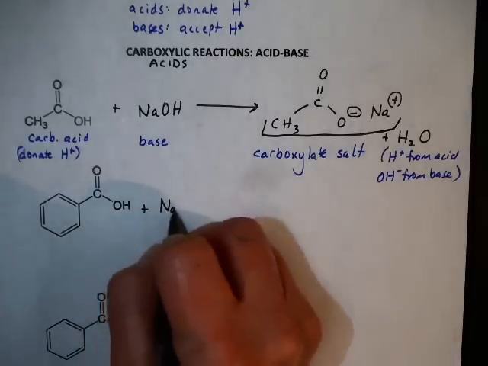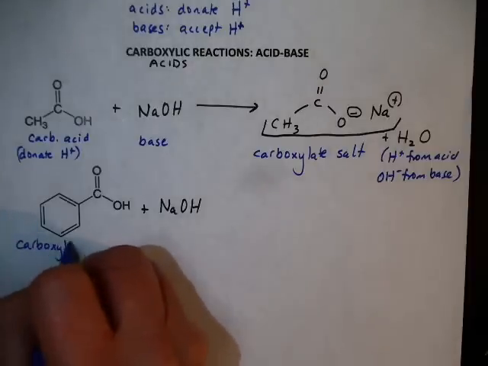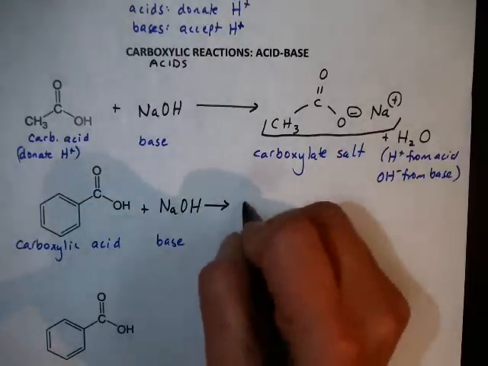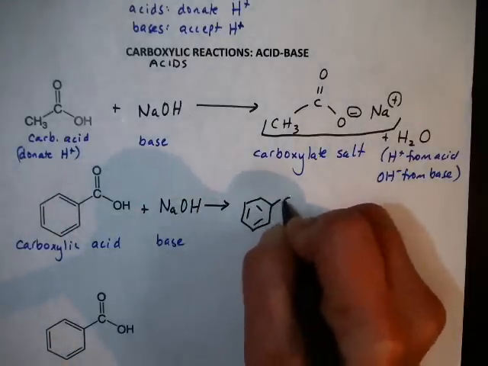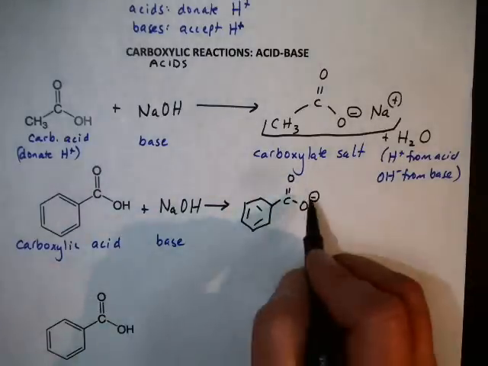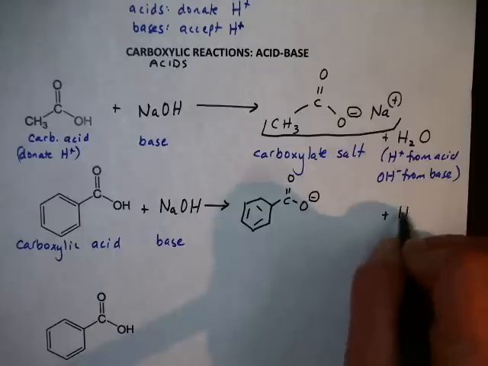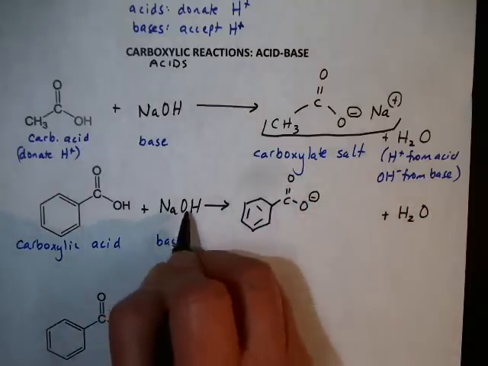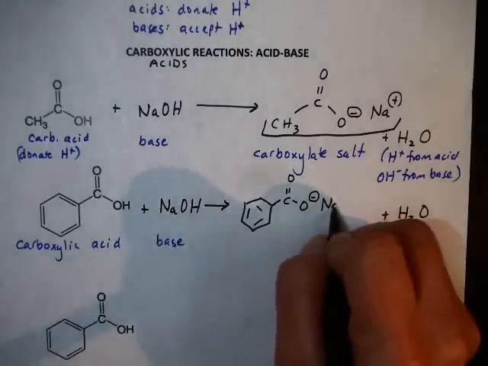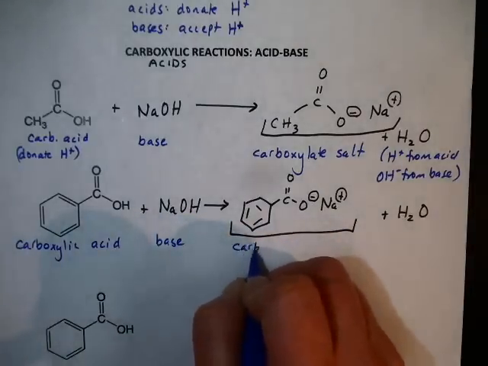Let's say we combine this with NaOH. This, of course, is carboxylic acid. This is a base. The carboxylic acid will donate its H+. And when it does, what's left behind has a negative charge. Where did the H+ go? H+ and OH minus make water. What happened to the Na+ after OH minus became water? It becomes the cation for our salt. Here's our salt. Again, we'll call it a carboxylate salt.